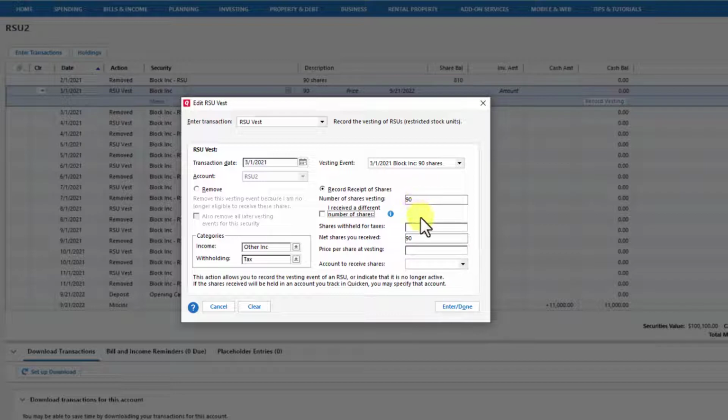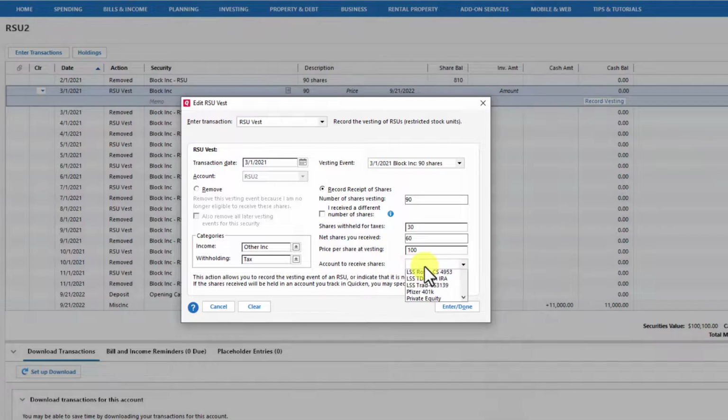We're going to get 90, except we're now going to add the complication of taxes. Even if you get 90 shares, you don't get all 90 shares. You probably only get 60 because you have to pay taxes. So 30 of these 90 shares that you're issued are sold to pay the tax man. So you put in the number of shares that are going for taxes, and then you end up with 60. And then it's going to ask you the price per share at vesting. So let's just keep it easy, and let's say it's $100 per share.